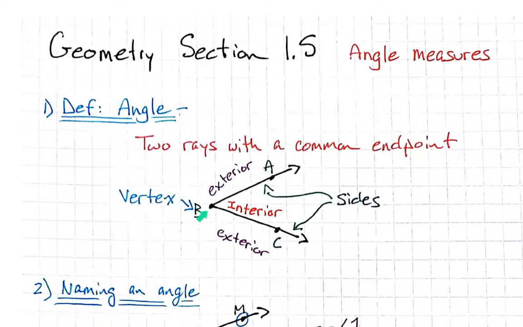So for example, here we have ray BA and we have ray BC. They share a common endpoint B, that's an angle. The vertex of the angle is the point that the two rays meet at. The sides of the angle are the rays themselves. The angle has an interior, everything in between the two rays, and an exterior, which is everything outside the two rays.